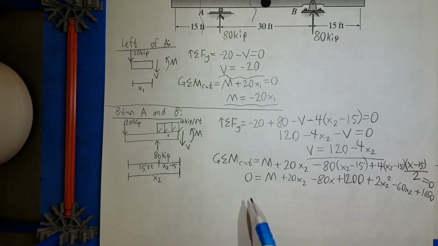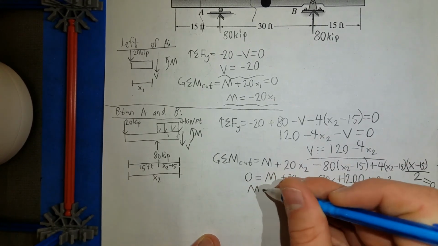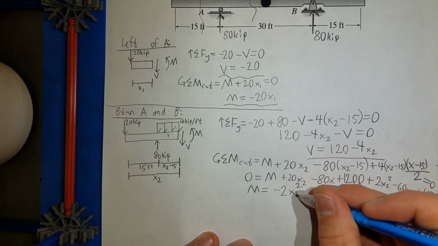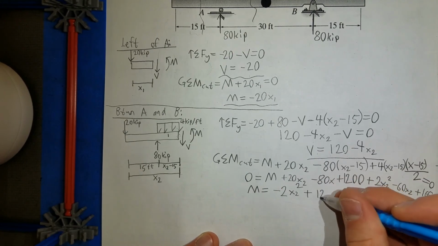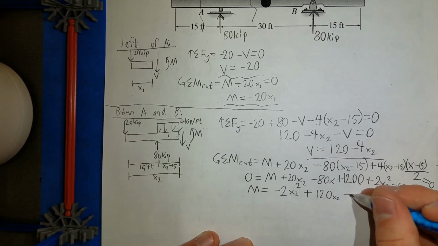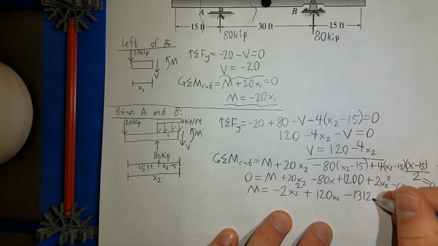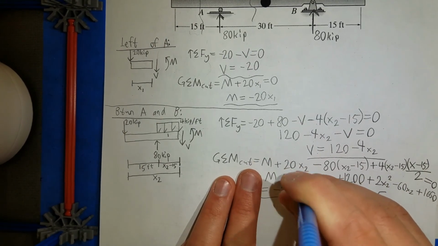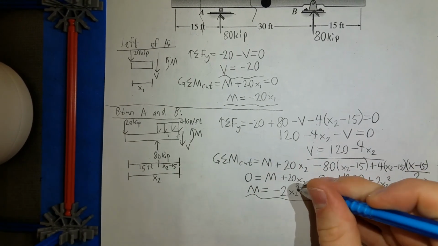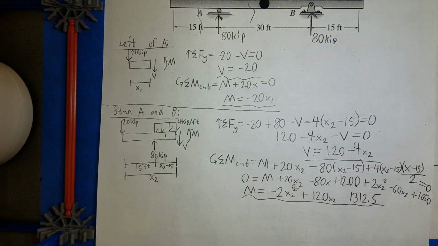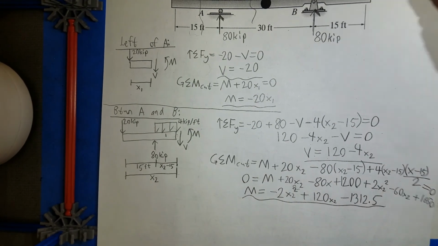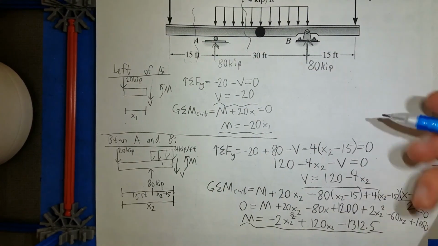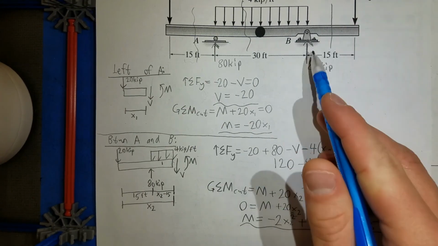And using all of that and condensing it down and solving for M, we find that M is going to be equal to negative 2x2 squared plus 120 times x2 minus 1312.5. And that's kind of an ugly number, I'm going to be honest with you. These formulas aren't the most appealing. They're kind of messy, but they work and they get the job done. So we've got our formula for in between A and B. Lastly, we're going to want to find what it is for some random cut to the right of B.